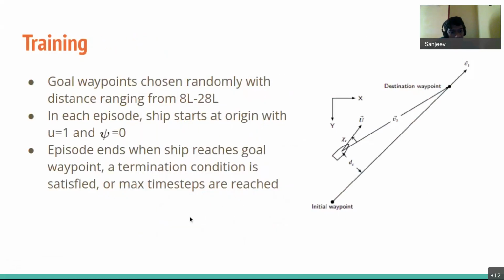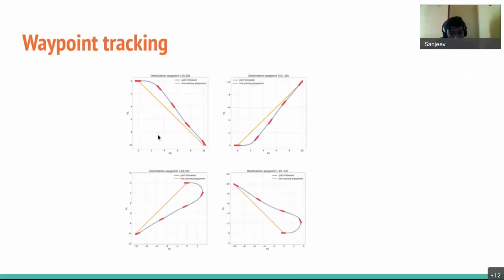And these are some results after training. As you see, the initial state is the same everywhere. It's starting from origin with the same heading angle, and it is able to reach destination points at different heading angles. This will have a course angle of 45, this will be minus 45, this is 135 and minus 135. So we are seeing that after training, it has trained uniformly for different states.